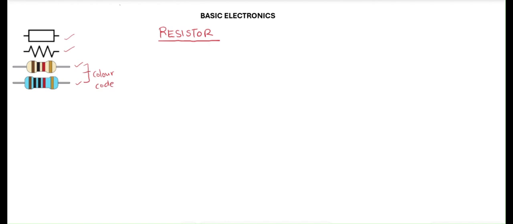Now, what then is a resistor? A resistor is a passive device. What does it do in an electrical circuit? What a resistor does is that it opposes the flow of current. So it's a passive device that opposes the flow of electric current. That's what a resistor simply does.